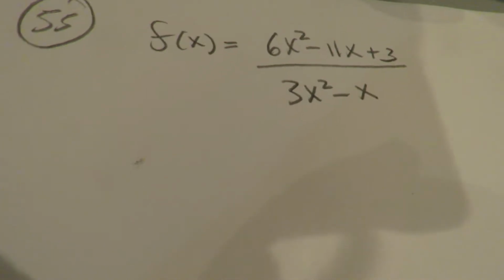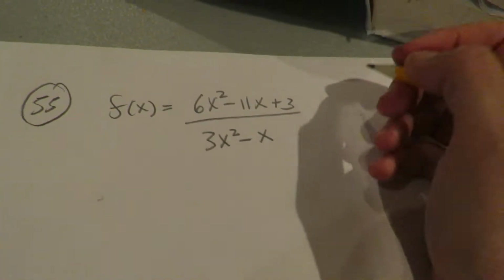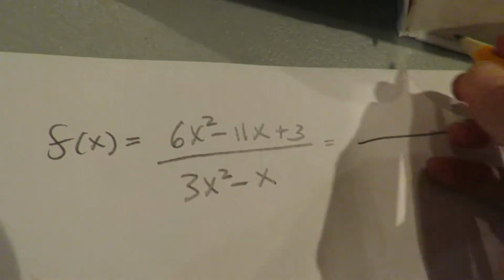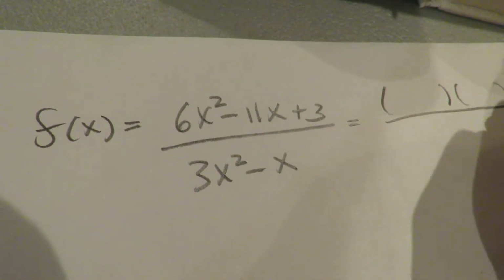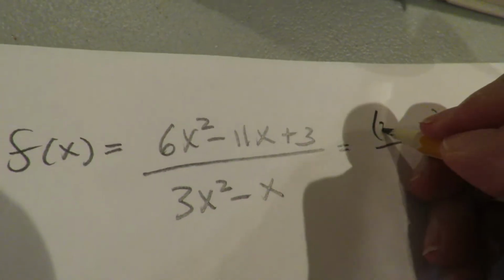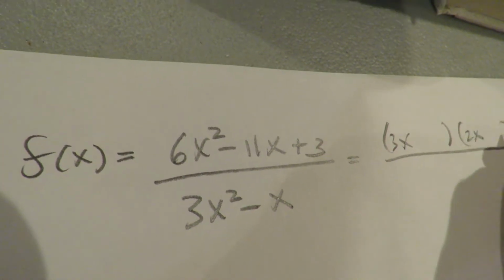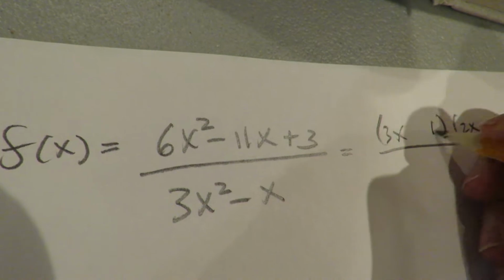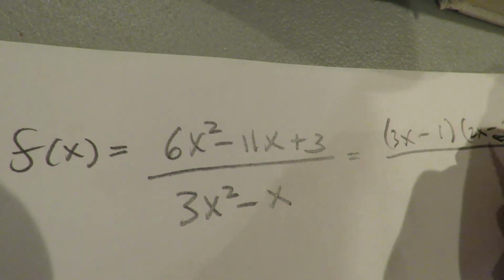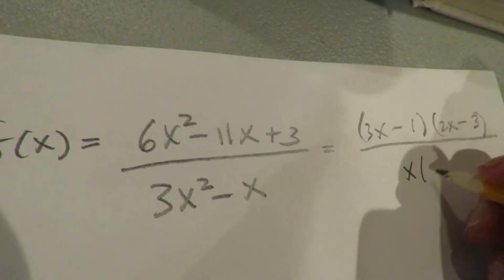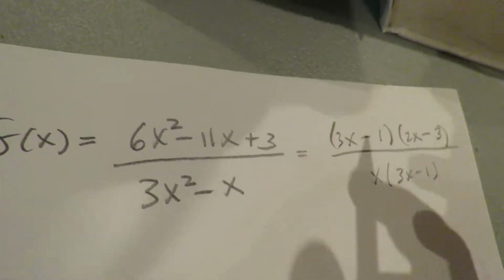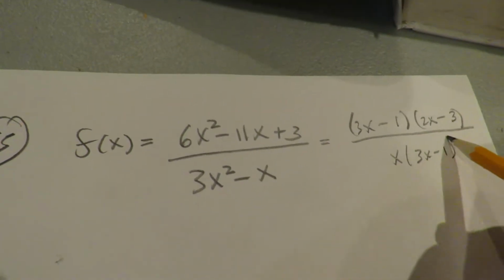Okay, this is 55 from Chapter 2 review. Let me just factor this before I get started. What is this? 3x, 2x, 3, 1, minus x, 3x minus 1.